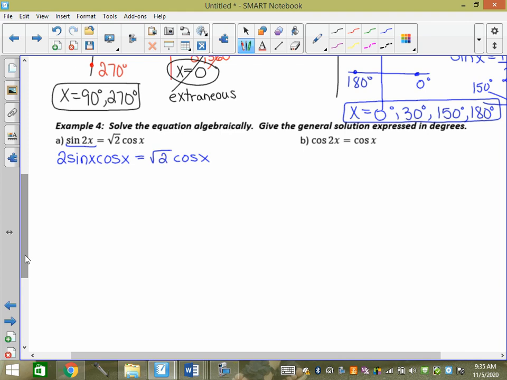But what has to come first? We have to move all of our terms over, but also we have to think of GCF first. And so, in this case, we have to GCF. Do not divide by cos x. You should be smited if you do.